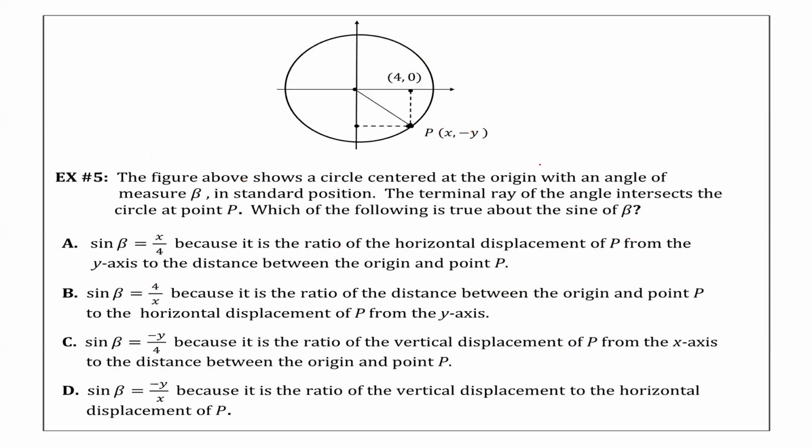The figure above shows a circle centered at the origin with an angle of measure beta. Beta is just another way of representing an unknown angle. Don't freak out. Beta just means theta, just like you have X's and Y's and G's and F's. The terminal ray of the angle intersects the circle at point P. Which of the following is true about the sine of beta? If I'm looking for the sine of beta, what has to be true about it? In terms of this, what do we know?